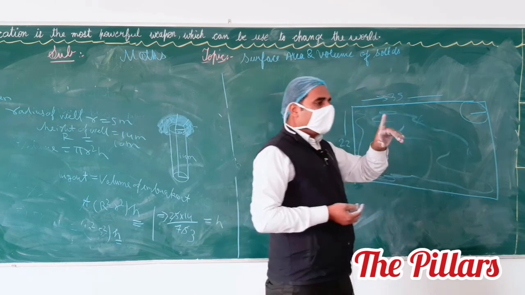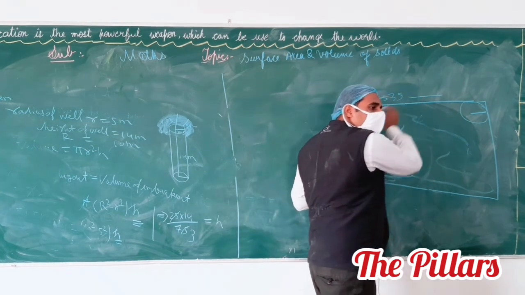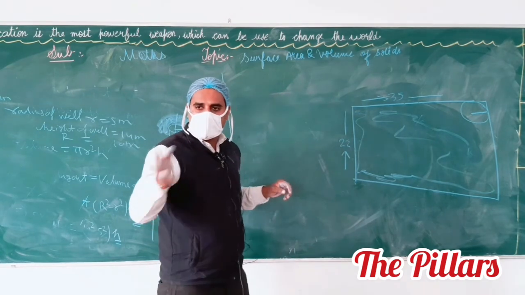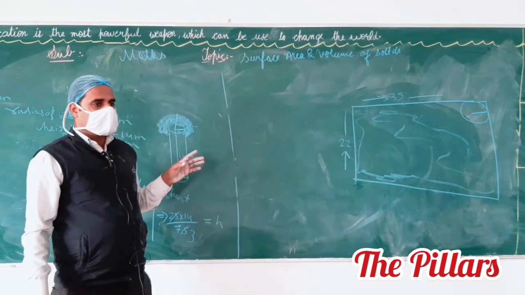You see that L is given, B is given. Can anyone do it? Just do it. Can anyone try to solve this question?